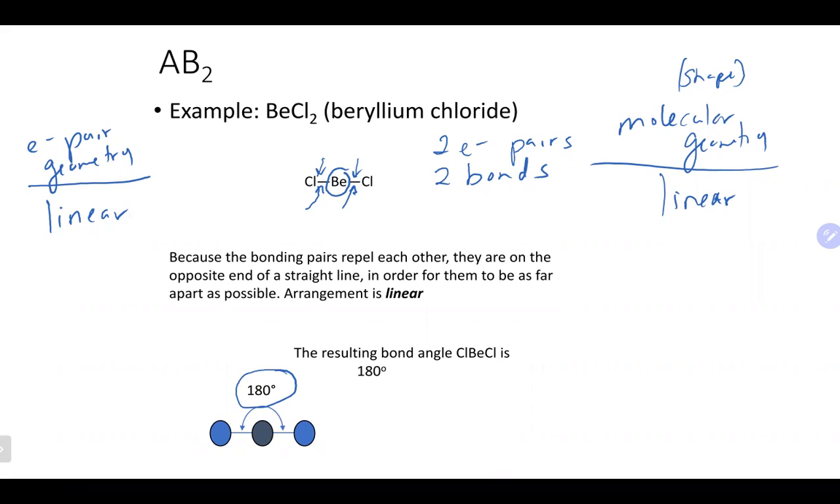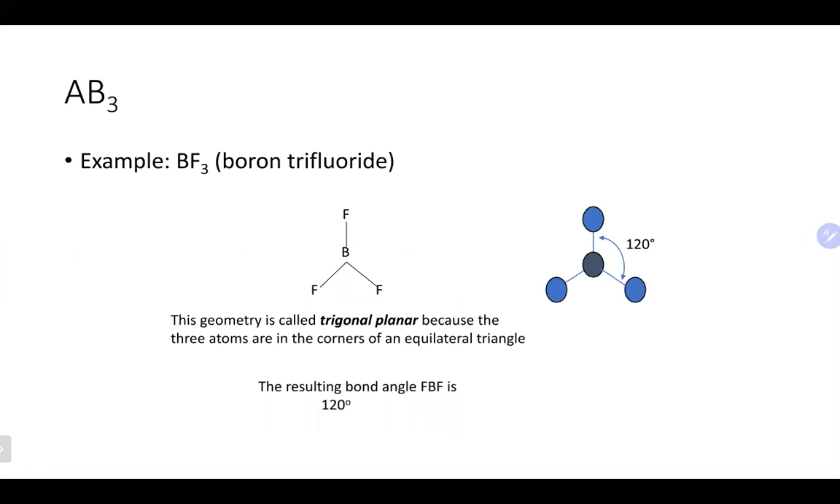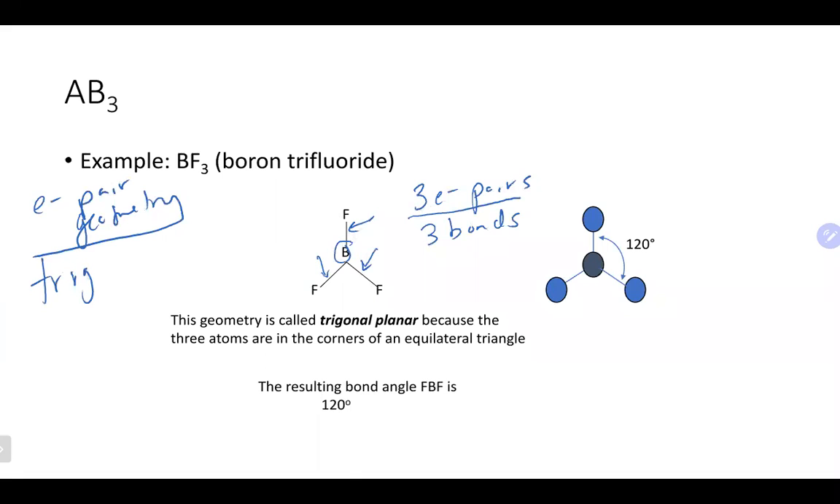Other questions? Let's take a look at the next example, which is a central atom with 3 things attached. If we look at our boron here, it has 1 electron pair, 2 electron pairs, 3 electron pairs. It also has 1, 2, 3 bonds in this case. Something with 3 electron pairs has an electron pair geometry known as trigonal planar, or some people call it triangular.